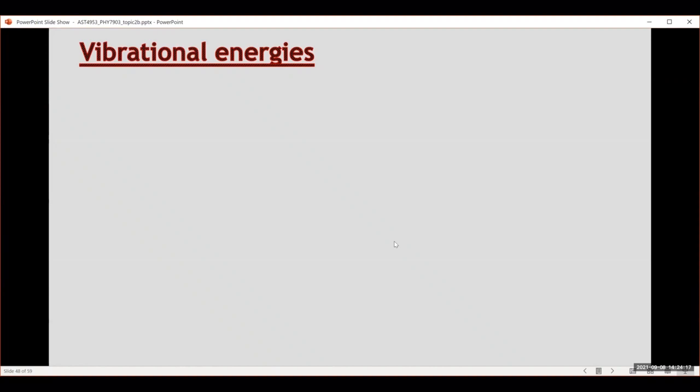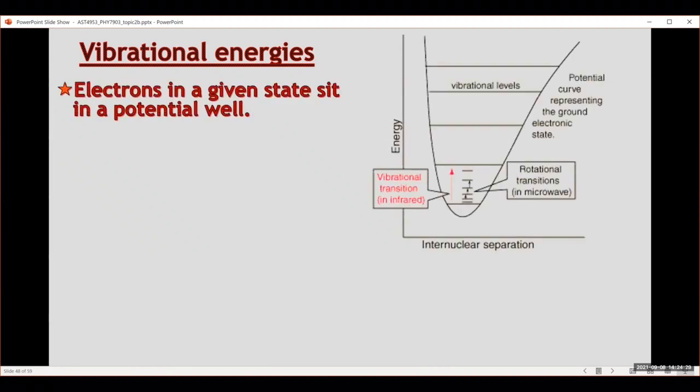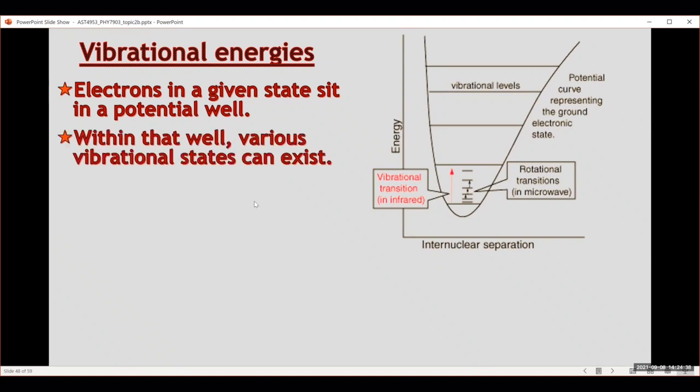So we've talked about rotations. Let's take a step back and talk about vibrations now. When you have electrons that are bound to the atom, they are sitting in a potential well. Within that well, you can also have vibrational states. So we have a potential well where the electron is, and it could be in any one of these states. Then you can have vibrations at different levels, and then you can have rotationals, which are subdivisions of a vibrational level.